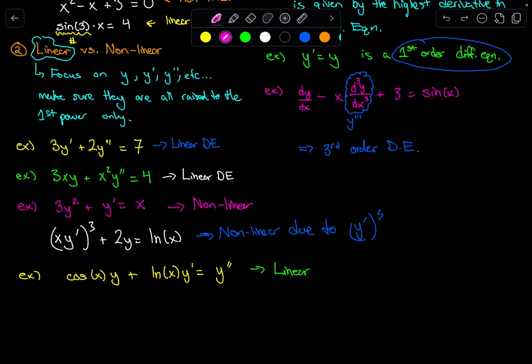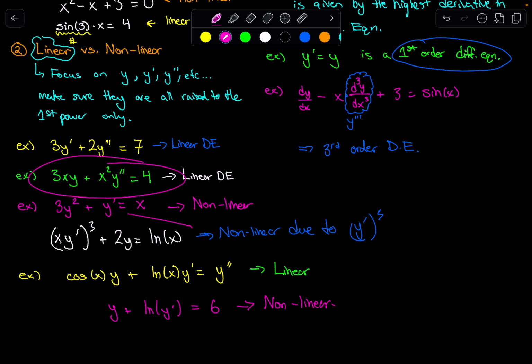But if I had given you something like y plus the natural log of y prime is equal to 6 or something, this would be nonlinear. Okay, so we have classifications for these differential equations. We can talk about the order, like this one's a second order. This one is still a first order, even though it's cubed. It's still just the first derivative. So it's first order, but it's nonlinear, et cetera, et cetera.